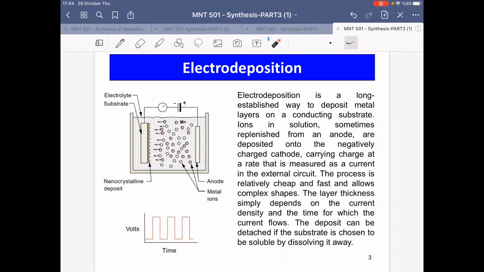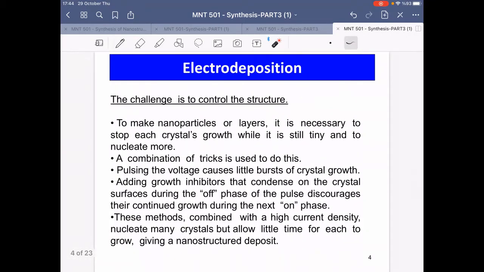Okay, electrodeposition is a very highly used technique. The process is relatively cheap, fast, and allows complex shapes. And then the deposit can be detached if the substrate is chosen to be soluble by dissolving it away. So there are ways to obtain what you made at the end of your electrodeposition technique. And the challenge, of course, as always, is to control the structure.